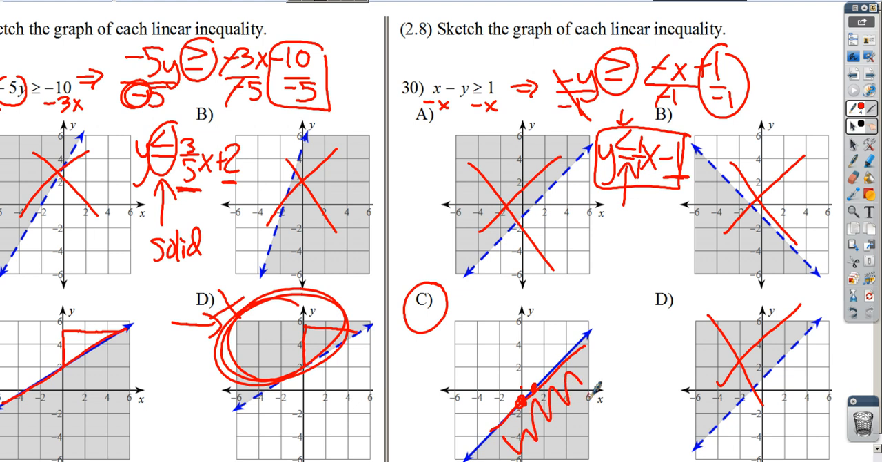So hopefully that helps. That's the Chapter 2 practice test, and all 30 problems are there.